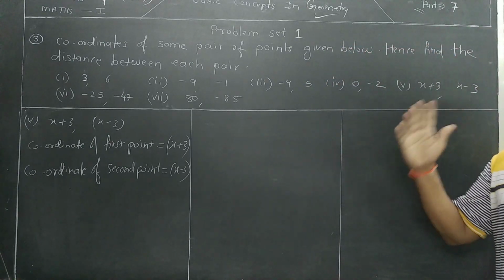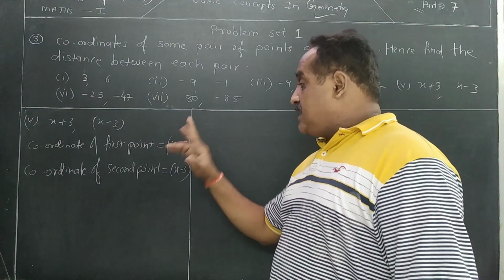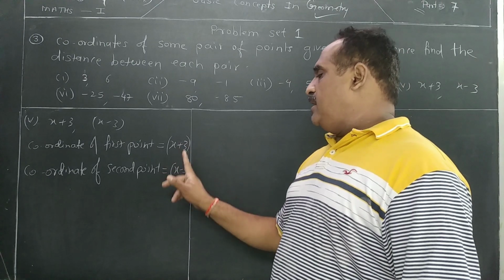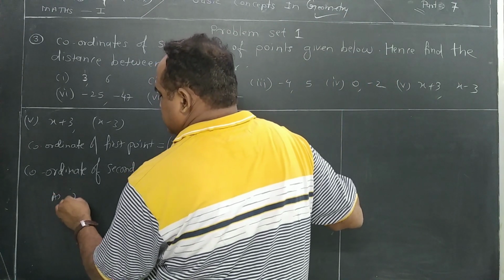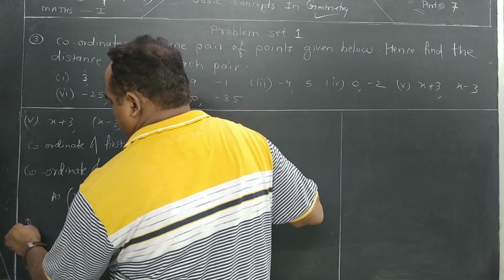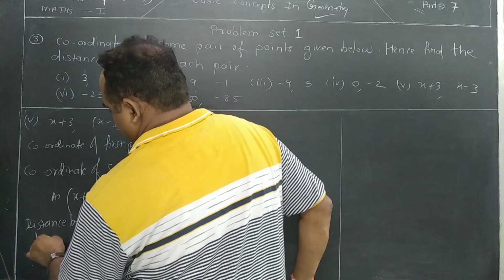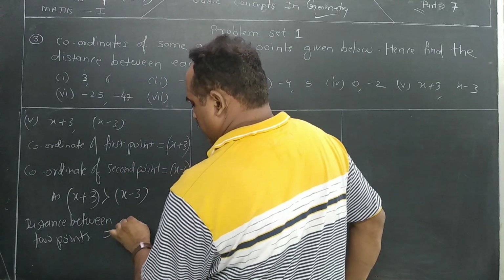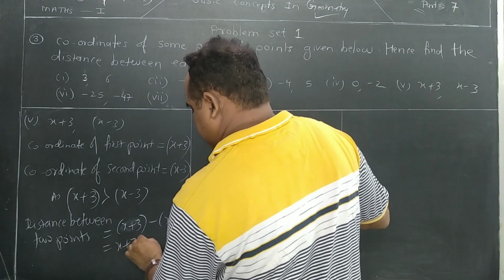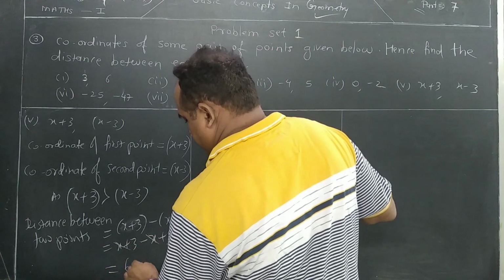You tell me, how to judge which one is greater? So we have to consider x; x may be any number, suppose 5 is there. Then 5 plus 3 will become 8 and 5 minus 3 will become 2. It may be a positive or negative number. This one is the greater number, this one is the smaller number. So I would write x plus 3 is greater than x minus 3. So distance between two points is equal to x plus 3 minus x minus 3, that is x plus 3 minus x plus 3. X gets cancelled. We are getting 6 units.